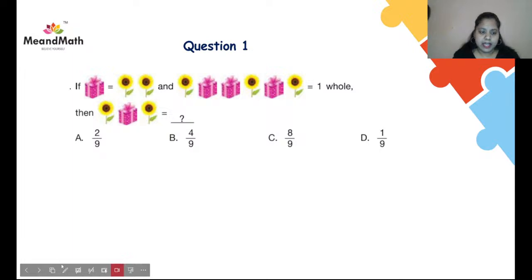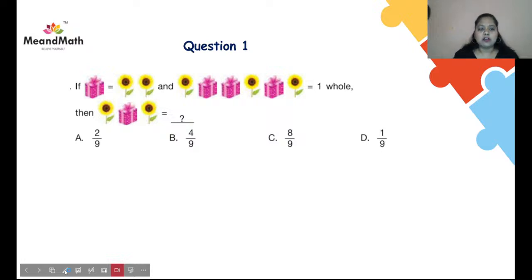Now here they have given that 1 gift box equals 2 sunflowers. And they've given a combination of sunflowers and gift boxes as one whole. And then they're asking us, what is 1 sunflower, 1 gift box, and then 1 more sunflower equal to? So in this question, we are going to first find the total number of pieces or parts to make it one whole.